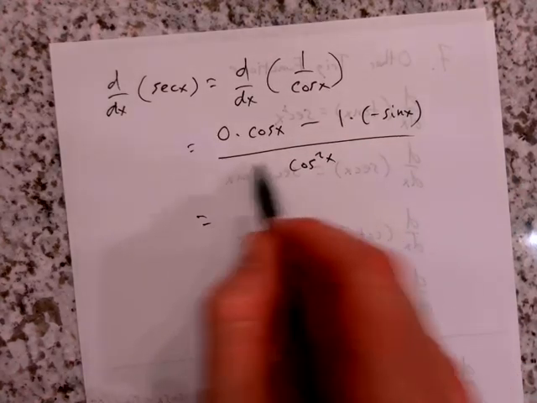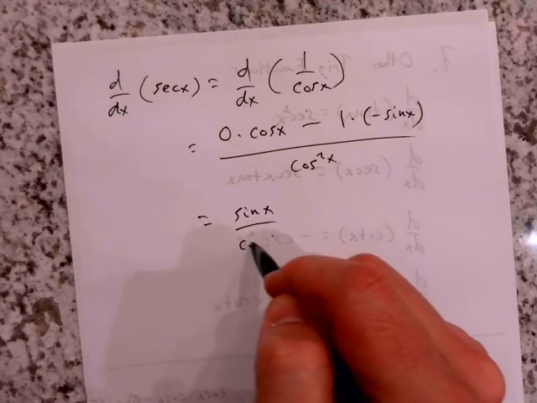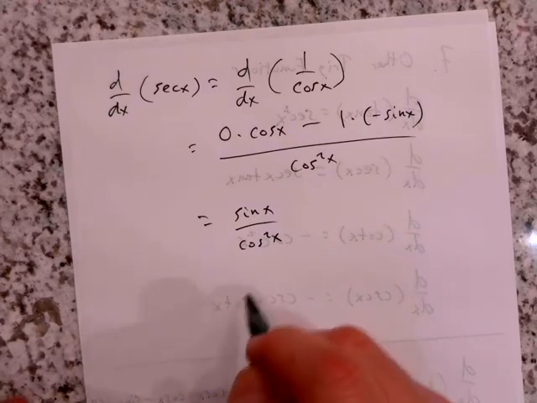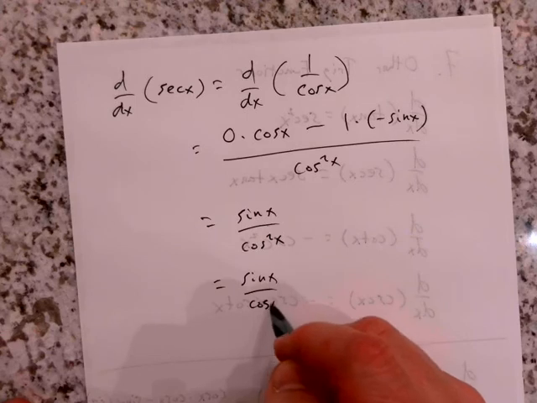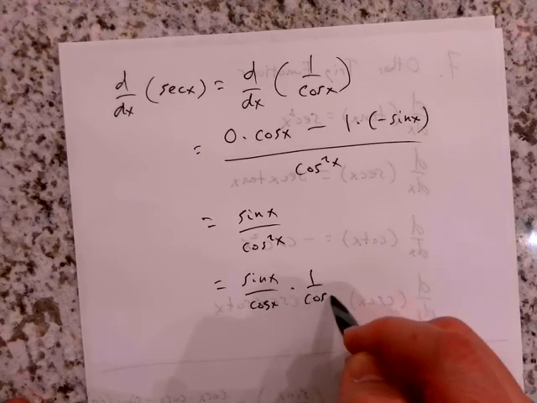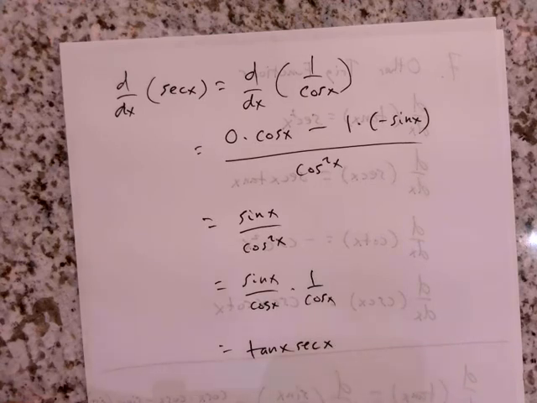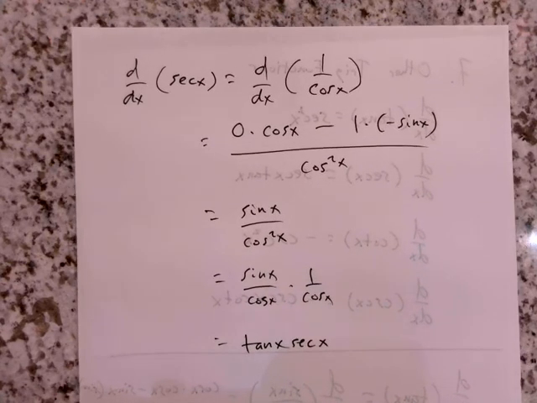Simplify this, we get just sine over cosine squared, which is correct, but we can use the identities to rewrite this as sine over cosine times 1 over cosine, which is where the answer came from. Tangent x times secant x. And the proof for the derivative of cosecant is pretty much the same thing.